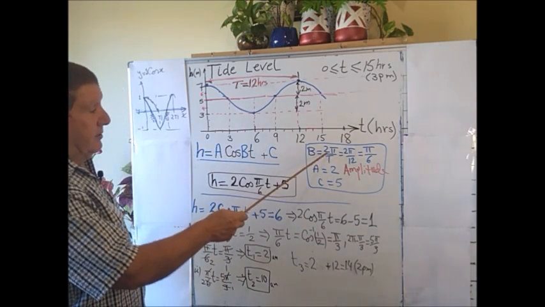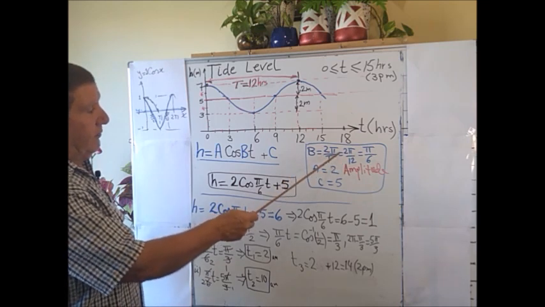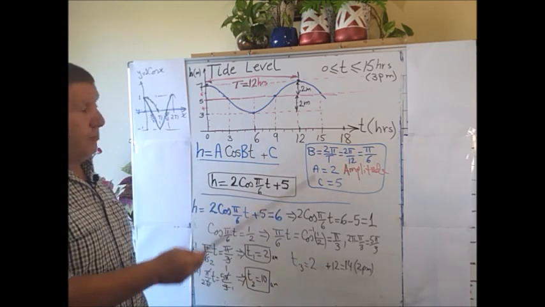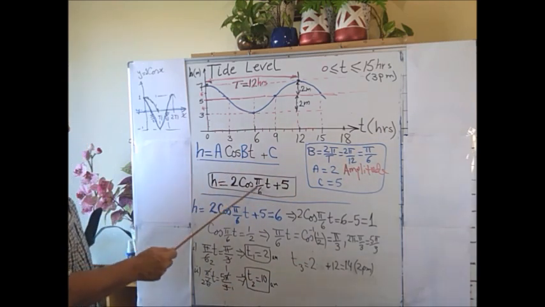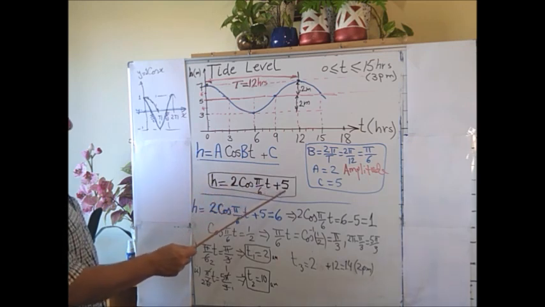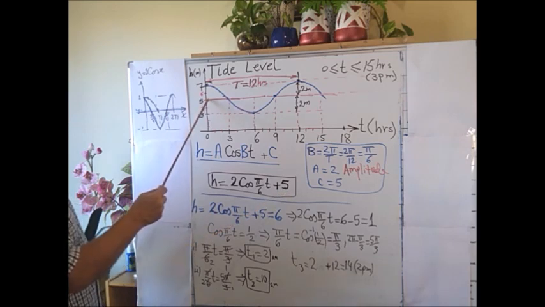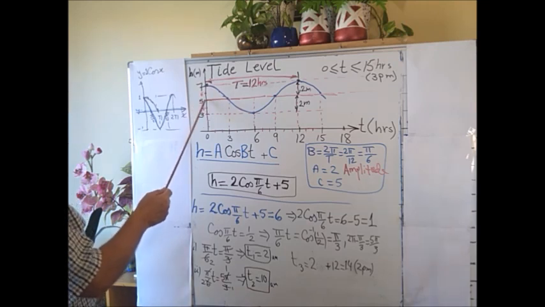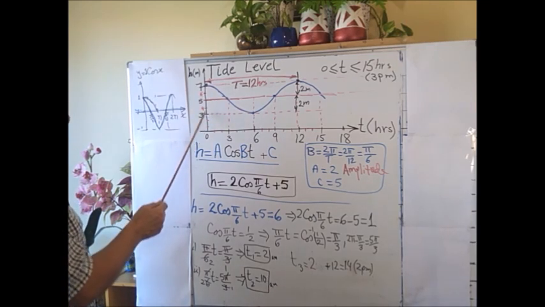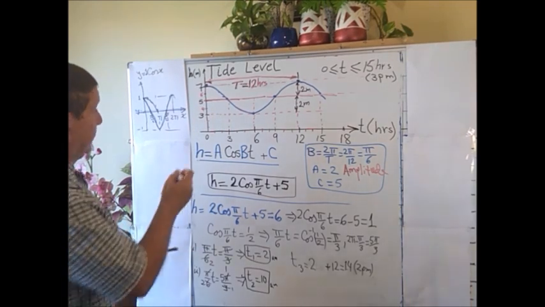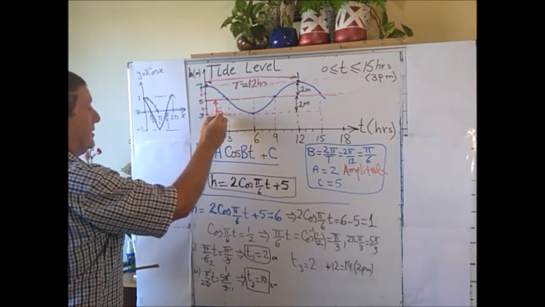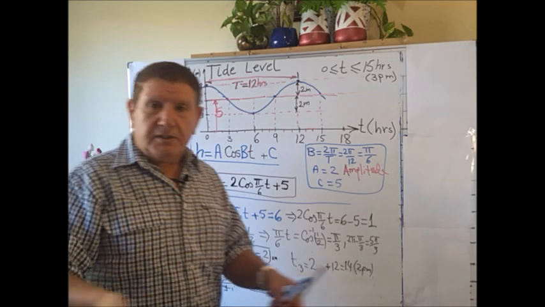Okay, that's the frequency. So by putting T equals 12, 2 pi over 12, and simplifying, you get pi over 6. So B is pi over 6. So this becomes the equation: H equals 2 cos(pi over 6 T) plus 5. The 5 here, as you know, why is the number 5? Because halfway from here is 2, and this is 3, so that the total is 5. The distance is 5. So that's the equation.